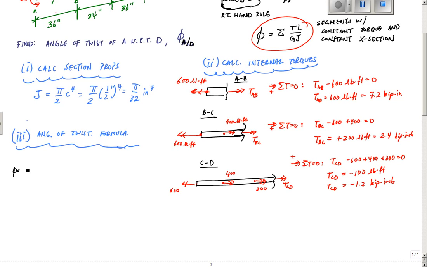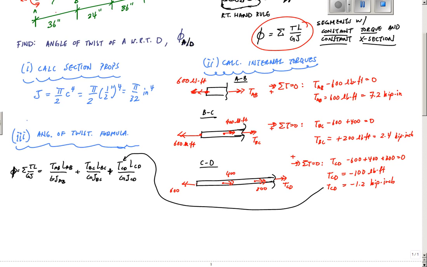So this phi is the sum of TL over GJ over all the segments that are of interest to us, where we have, again, a constant torque and a constant cross section. So in this case, it'd be TAB LAB over GJAB plus TBC LBC over GJBC plus TCD LCD over GJCD. It's important to note that I didn't include a negative sign here. There's no negative sign because this equation was derived based on positive internal torque. So you let the negative be corrected when you substitute it in later on.